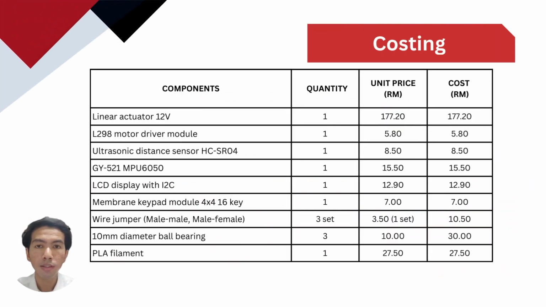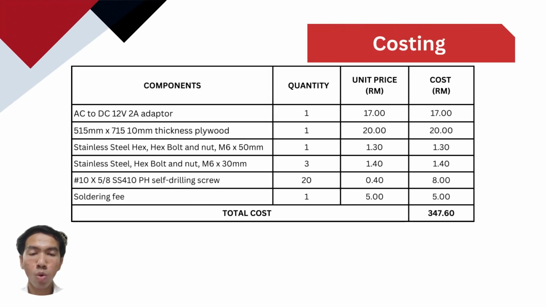For costing, this is the list of the components we use in the product development. Actually, we were able to use some components from a previous semester project, which helped us to reduce cost. However, to determine the overall project cost, we still need to consider the actual market price of the parts we use, ensuring an accurate assessment of the project expenses. Overall, the total cost for this whole project is about 347 ringgit and 60 cent, including the parts we reused from the previous semester.